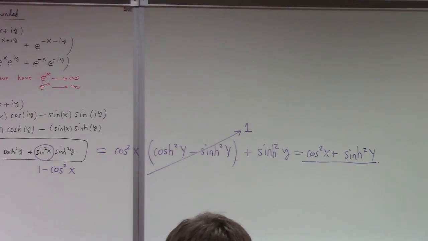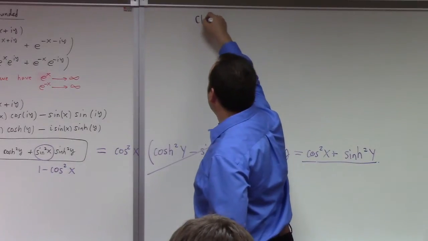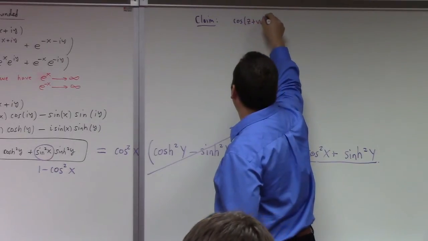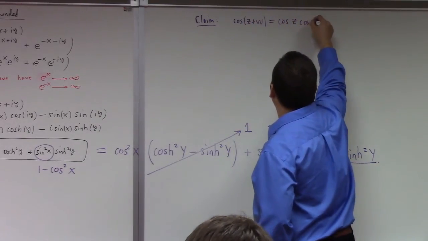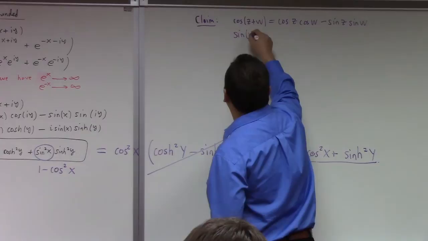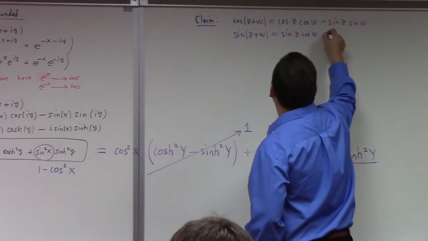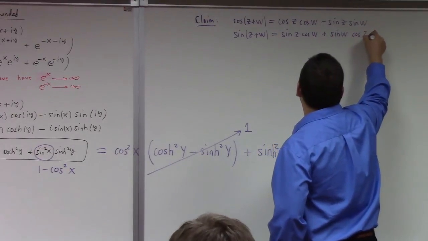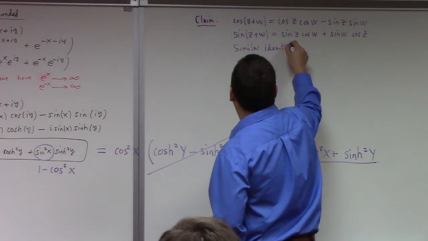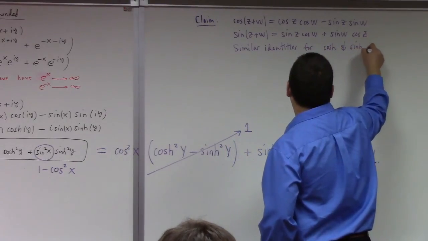All right, so here are some claims for you. Cosine of z plus w is cosine z cosine w minus sine z sine w. And also the sine of z plus w is equal to sine z cosine w plus sine w cosine z. And there are similar identities for cosh and sinh. All right.